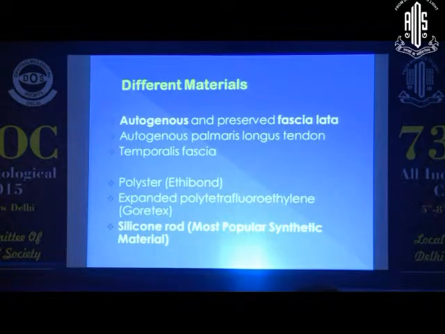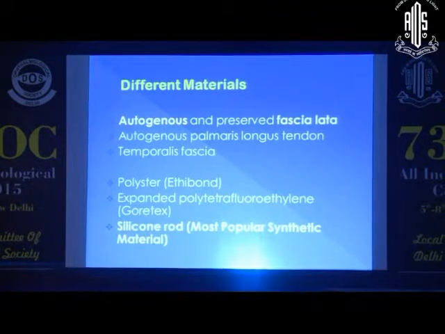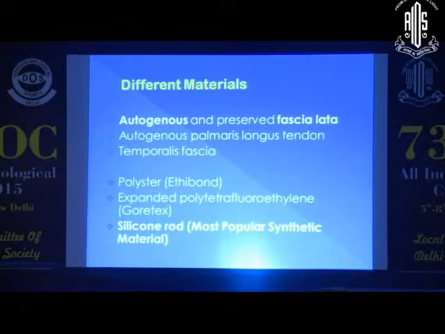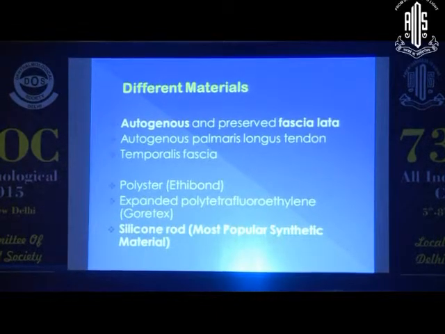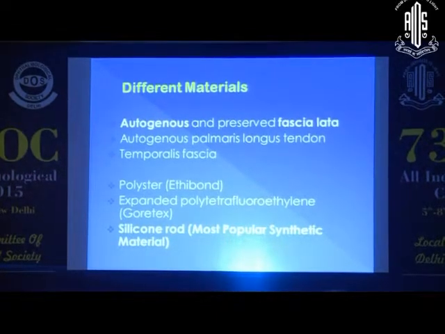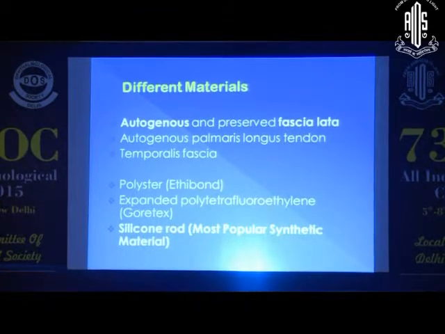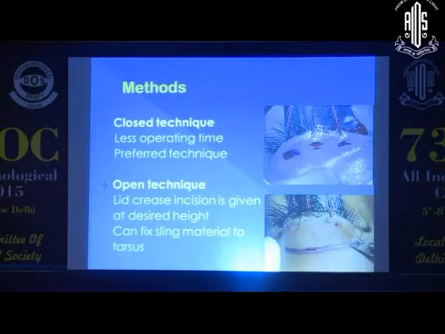Amongst the different materials, if we see, it's the autogenous fascia lata which is still the preferred material, but there are studies on other autogenous materials also, like palmaris longus tendon and temporalis fascia. Among synthetic materials, earlier we used to use polyester and PTFE sutures, but nowadays silicone rod has become the most popular synthetic material.